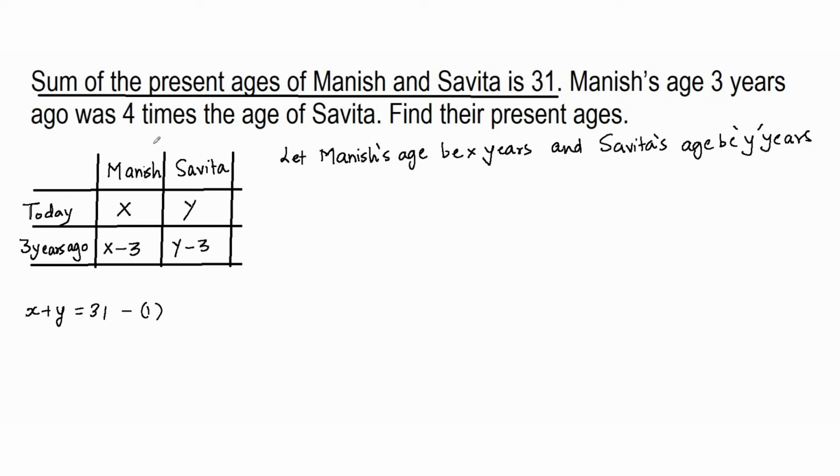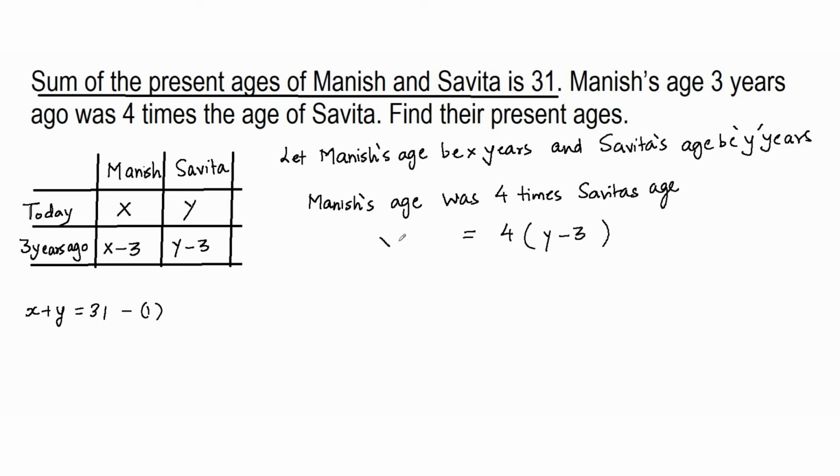Now 3 years ago Manish's age was 4 times Savita's age. So let me write that over here. Manish's age was 4 times Savita's age. That means Savita's age multiplied by 4. So Savita's age 3 years ago was y minus 3. That multiplied by 4 was equal to Manish's age 3 years ago. So x minus 3 is 4 times y minus 3. So let us now evaluate this. This is x minus 3 equals 4y minus 12, which means x is equal to 4y minus 12 plus 3, or x is equal to 4y minus 9.